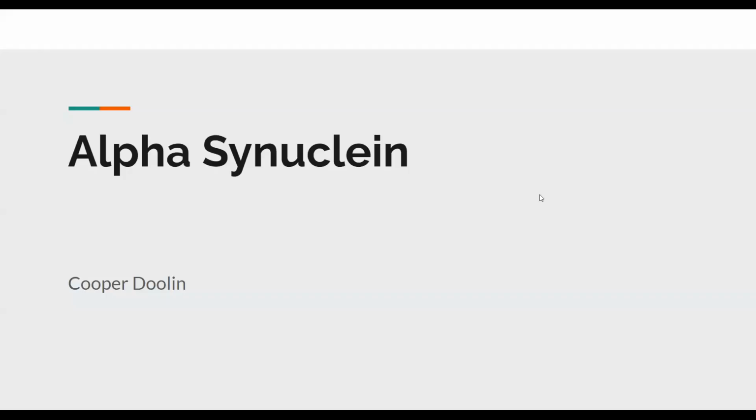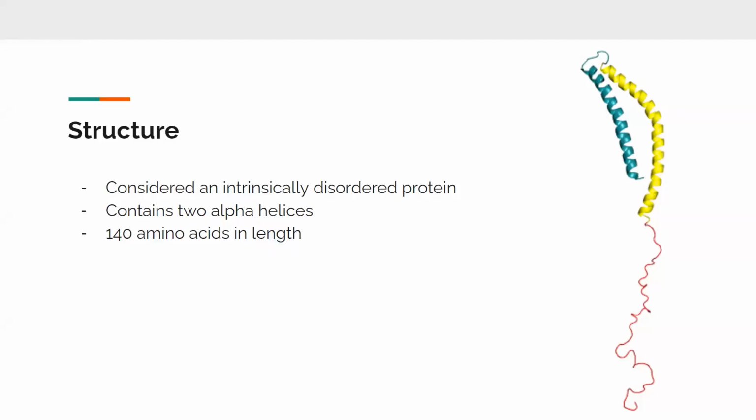My protein for this project is alpha-synuclein. The structure of this is intrinsically disordered, which means that there's no actual set 3D conformation. It contains two alpha helices and it's 140 amino acids in length.